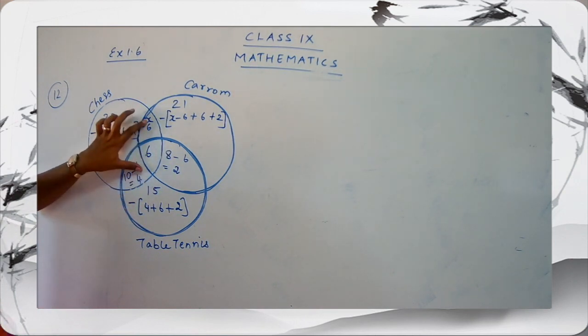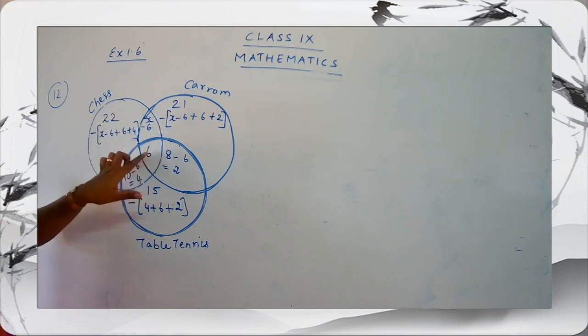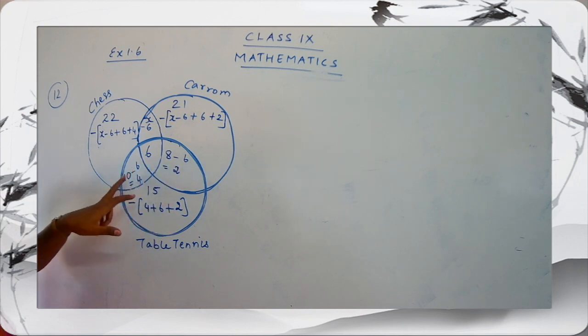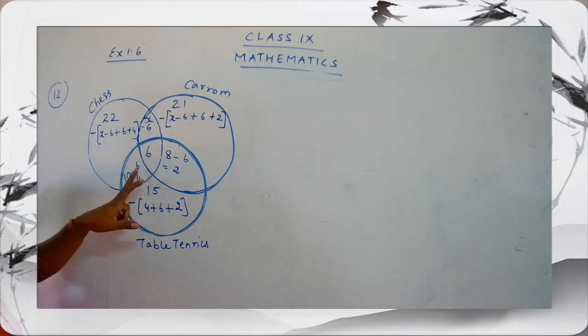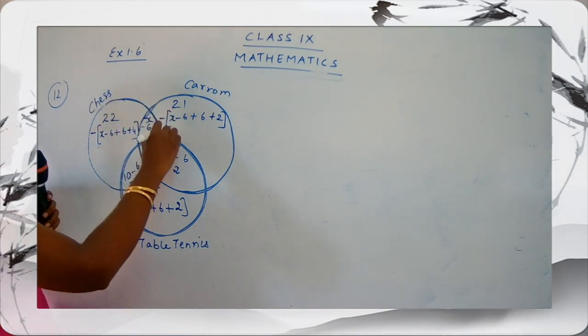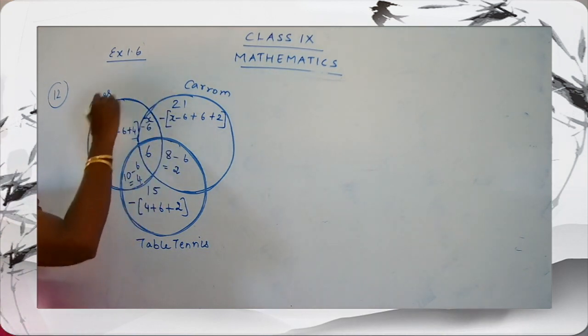So what we did, first of all, we solved the intersection parts. Here x was there, so I subtracted from 6, x minus 6. 8 was there, I subtracted from 6, 8 minus 6, 2. Then here 10 was there, I subtracted from 6, so 4. Okay children? Now you have to take a particular set.